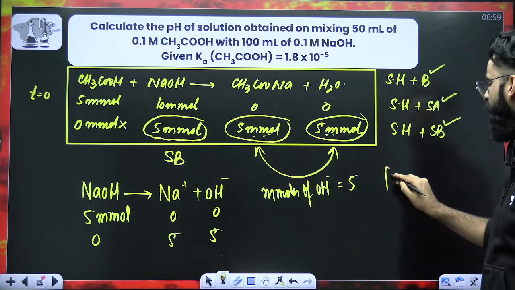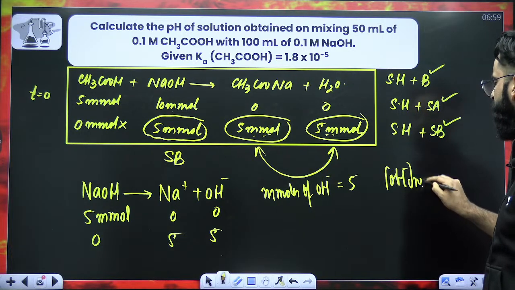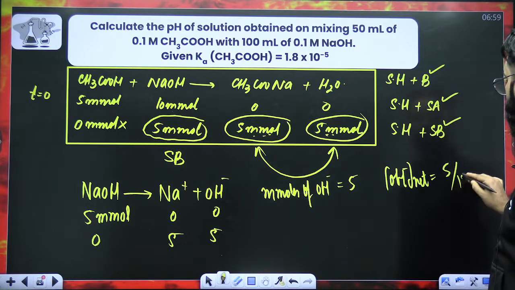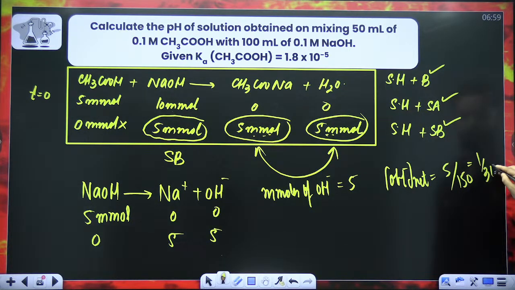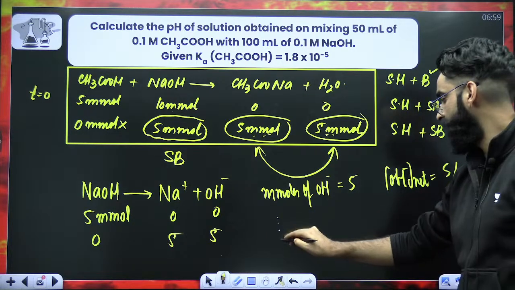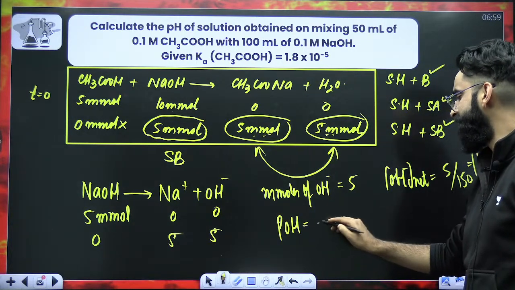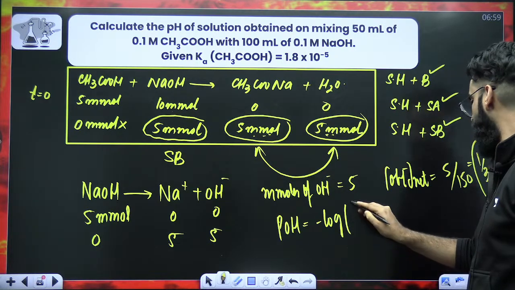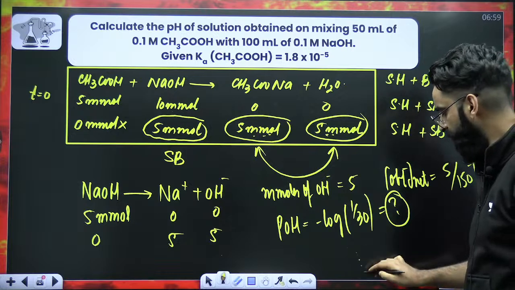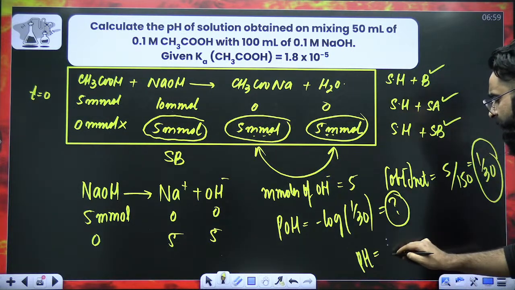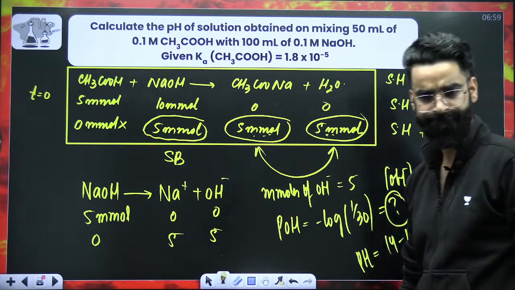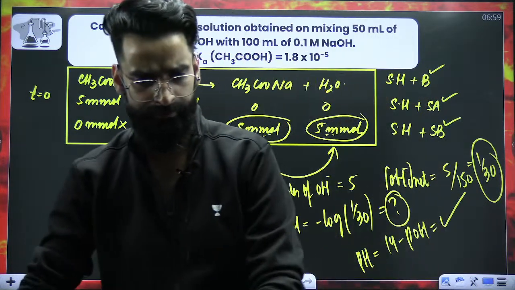So if I ask you, what will be the concentration of total OH negatives present in the container? Millimoles of OH negative divided by total volume. So 1 by 30. So this is the concentration of OH negative present in the container. So calculate pOH. p stands for minus log of OH, minus log of 1 by 30. Solve it, get the pOH. Once you get the pOH, then you can get the pH as well, which is 14 minus pOH. Right? Perfect.